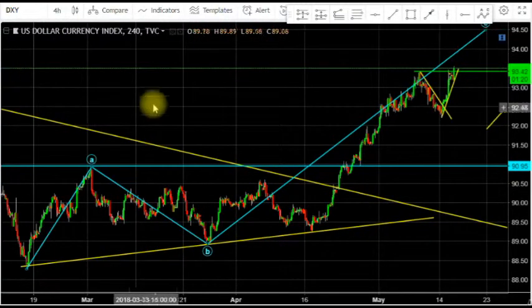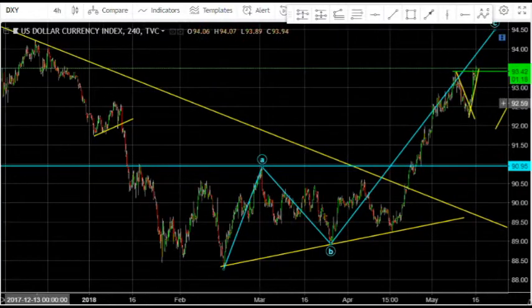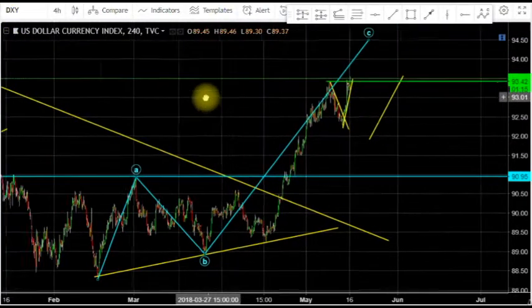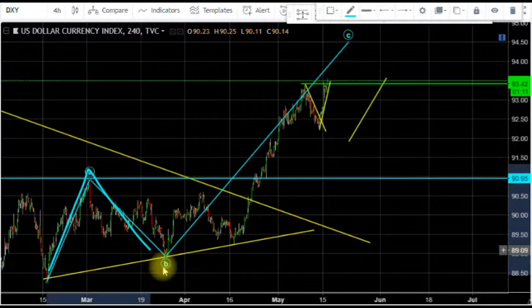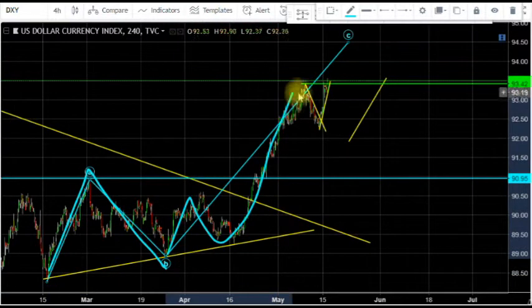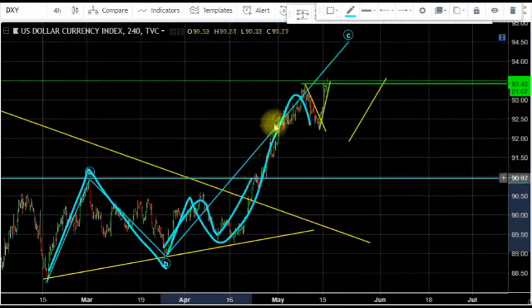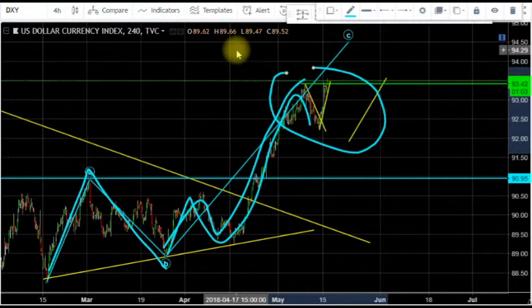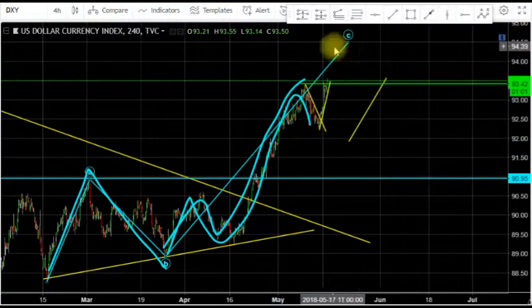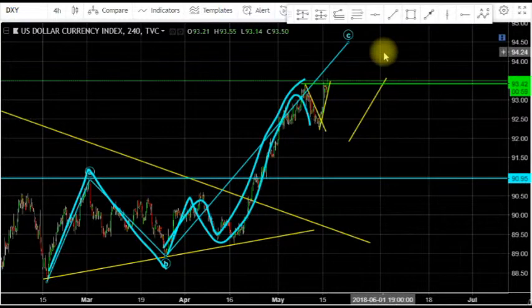This move up is a pullback of the previous year's move down, and so far, according to my count, we've had an A, B, and this is a C wave coming up. We had a 1, 2, 3. This was the fourth wave which we were analysing, so that's where we are. We're in that fourth wave, and then of course we'll be expecting a fifth wave after that.